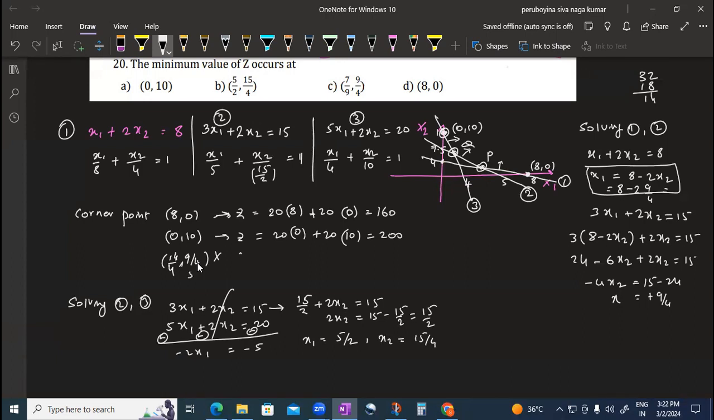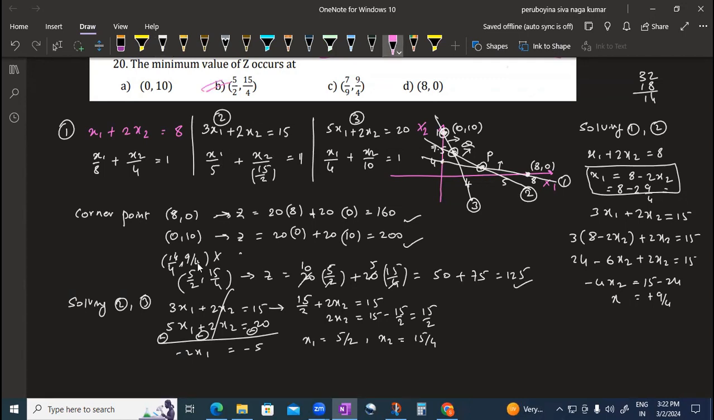So 5 by 2 comma 15 by 4. I am trying for getting the Z value. So 20 times 5 by 2, 20 times 15 by 4. So it cancels 10 times, it cancels 5 times. 10 5s are 50 plus 5 15s are 75. So it will be 125. Out of all these, this is the least value. So option B is correct.